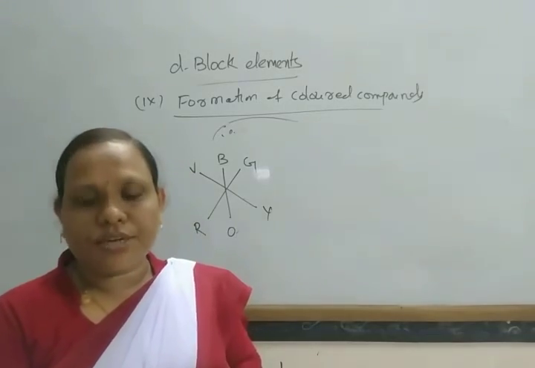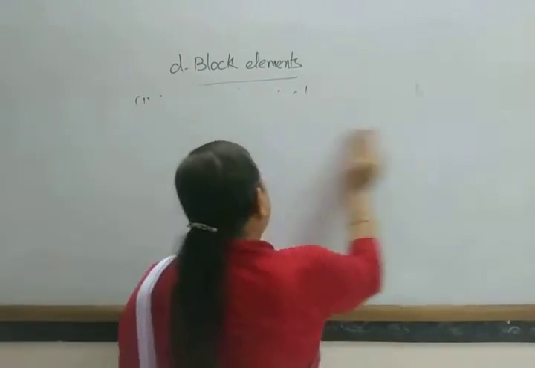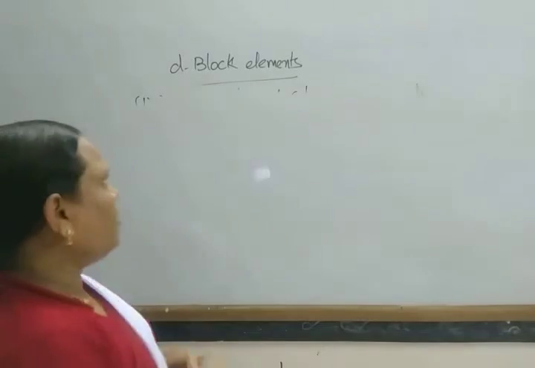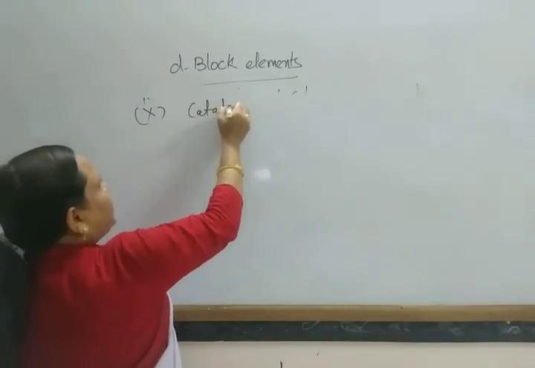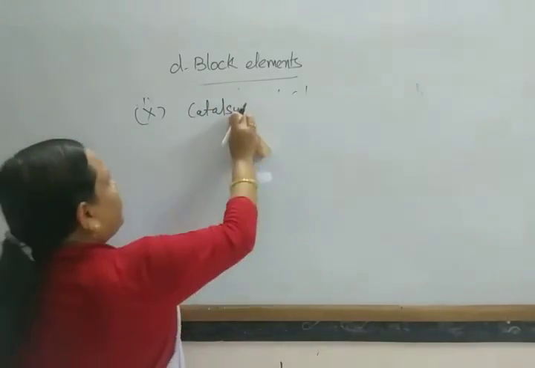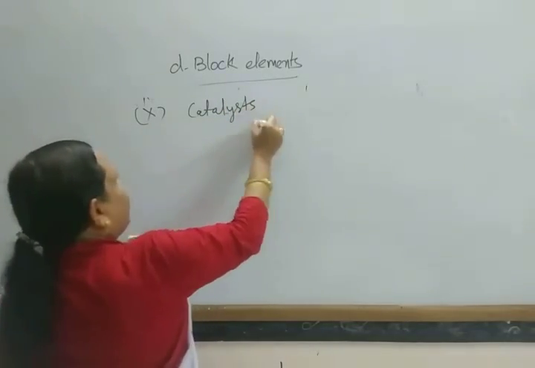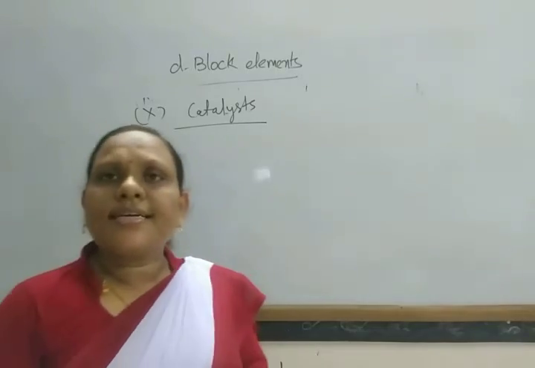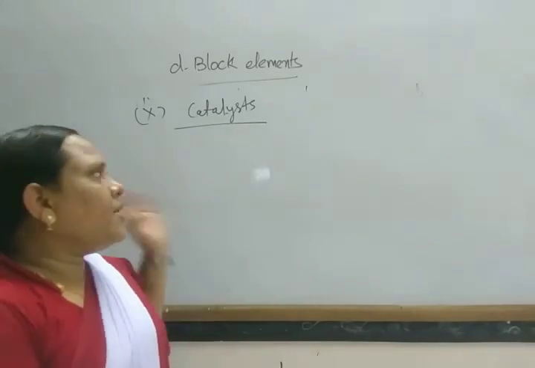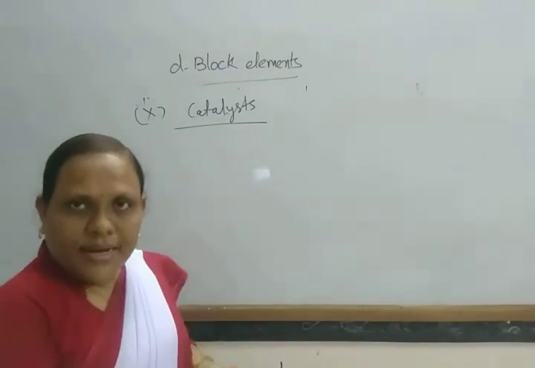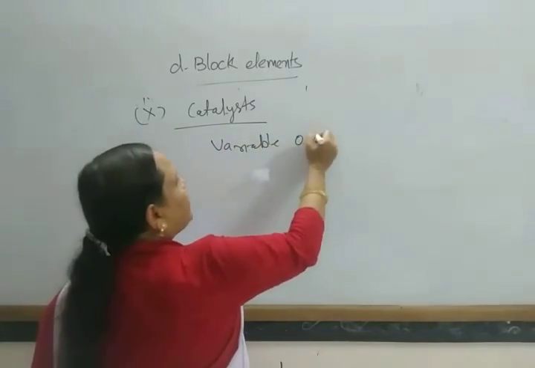that is d-d transition. Next, come to another property of transition elements, that is, they form catalysts. These transition elements are generally used as catalysts. So why are they used as catalysts? First, the same reason, due to the presence of unpaired electrons, and another, they possess variable oxidation states.